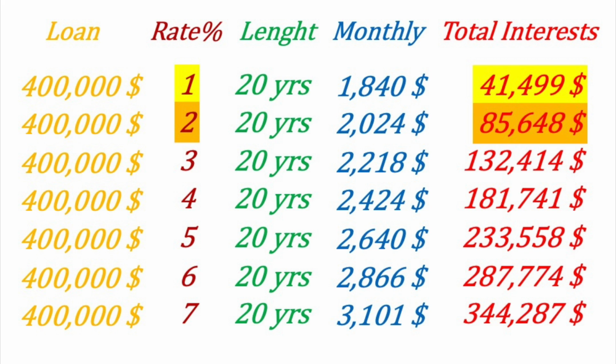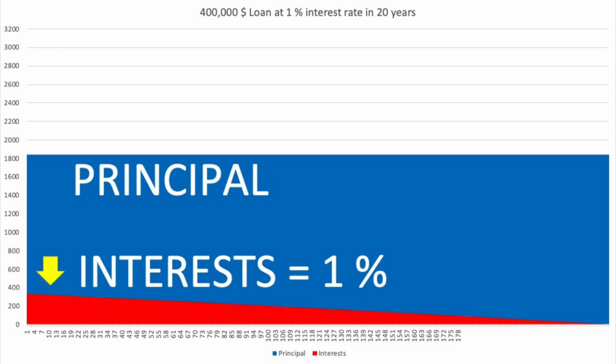If the interest rate is 1% higher, the total amount of interest paid in 20 years is $41,499 higher. If the interest rate is 2% higher, the total amount of interest paid in 20 years is $85,648 higher. As you can see on this graph, in blue the principal amount you give back to the bank, in red the interests.